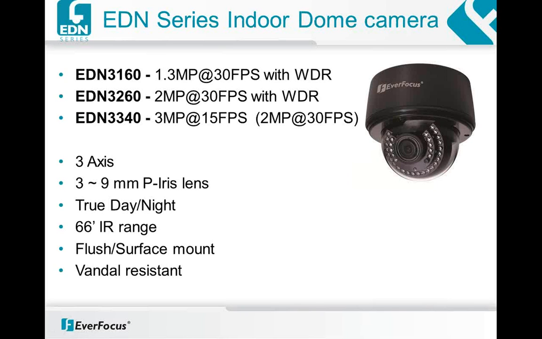The EDN series is our indoor dome camera. Again, it comes in a 1.3, 2, and a 3 megapixel. The 1.3 and the 2 megapixel have wide dynamic. Basically using the same foundation as the EHN camera. However, it's not using a ruggedized housing. It's using more of an indoor housing, although it is still a vandal-resistant camera.